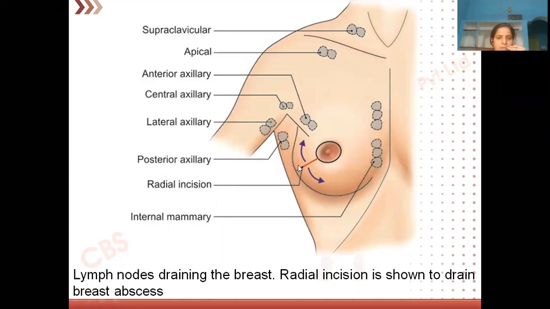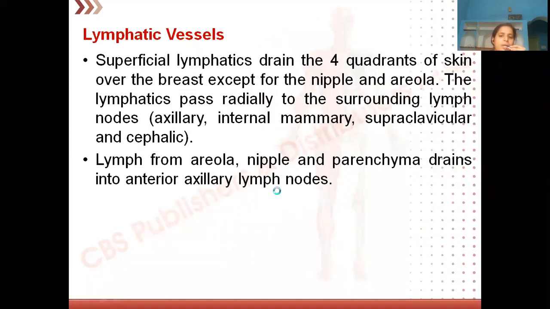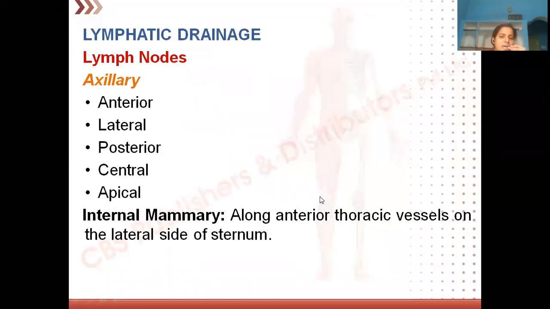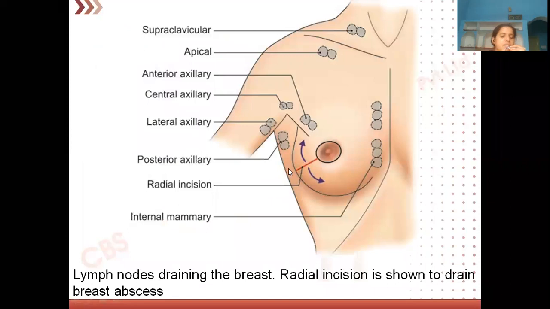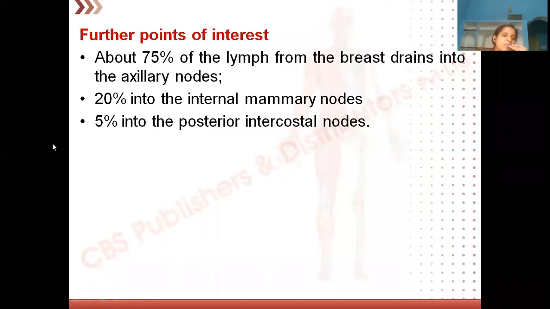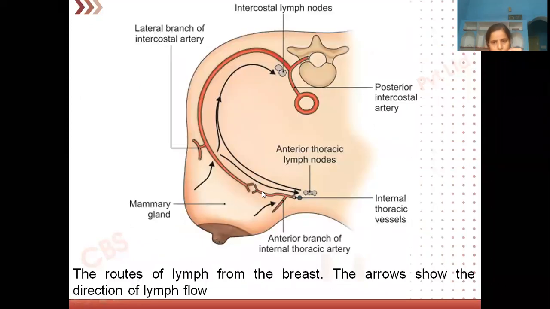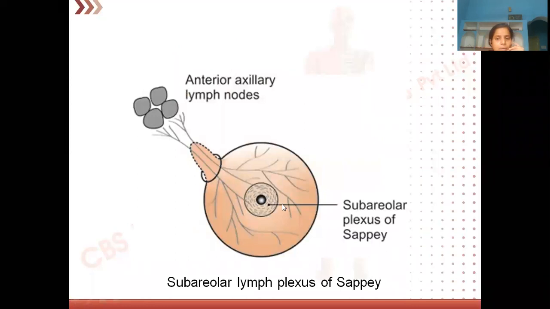Posterior intercostal will be somewhere here, corresponding to the name of artery. Here you can see posterior intercostal arteries. Corresponding to the name of these arteries, you will find the lymphatic vessels, lymph nodes also there. So 5% of lymph will be going into posterior intercostal nodes. Okay. Now see, this is the subareolar plexus of Sappey.